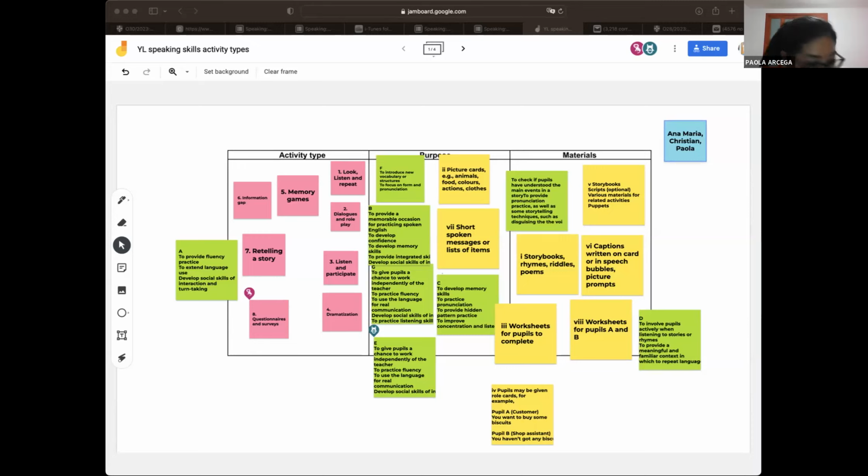Chris, Ana Maria. I have once, but you, Ana Maria, just move it. I think, for example, memory games could be with develop memory skills.